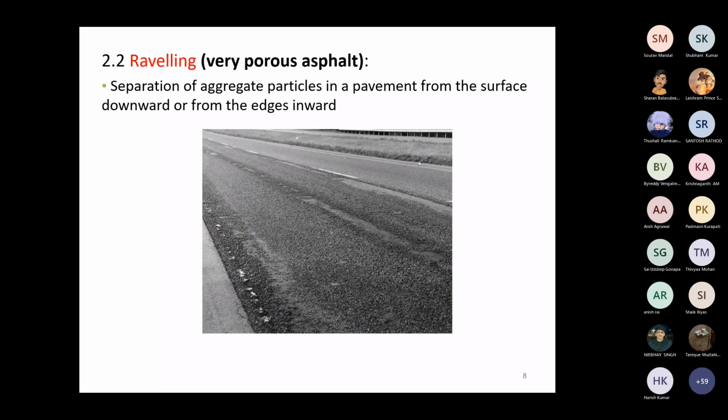Next is raveling. Raveling is the separation of aggregate particles in a pavement from the surface downward or from the edges inward. You can see the aggregate materials are exposed. This may happen if your bituminous mix lacks proper bitumen content, or in the presence of water, if the bitumen is stripping off, then raveling will occur.